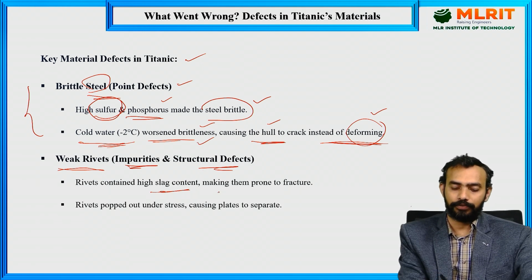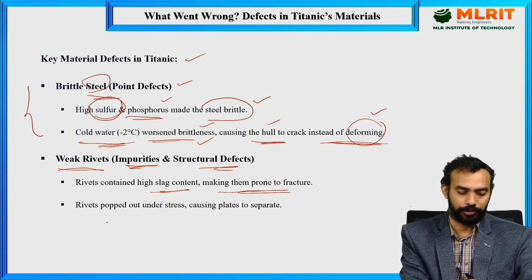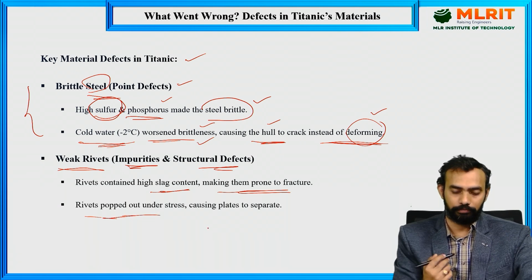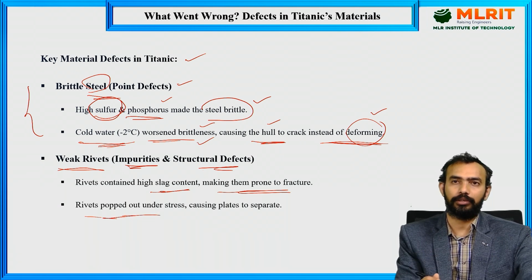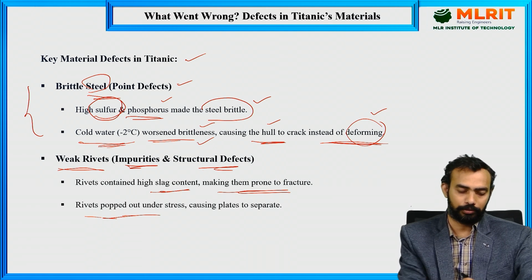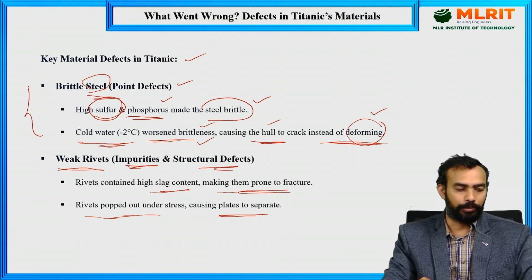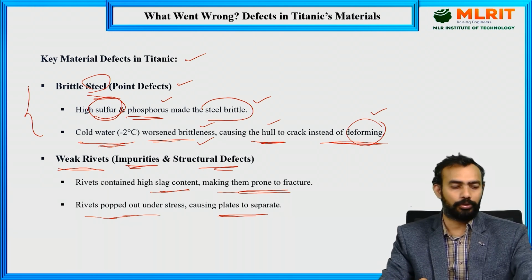That makes them prone to fracture, especially at lower, sub-zero temperatures. These rivets popped out under stress when the ship was hit by a sudden impact, and that caused the plates of the ship to separate, which led to the catastrophic failure of the Titanic.